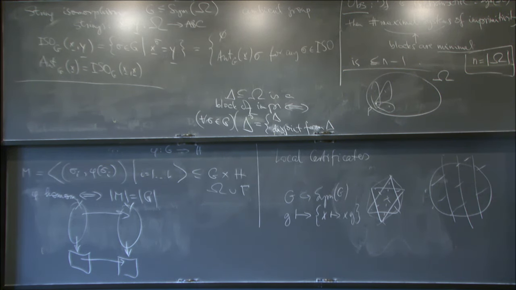Are the objects the subgroups of the symmetric group? No, the objects are the input strings. Those are my objects. So the group itself is fixed. The ambient group is fixed, and my objects are all the strings on that given set omega. And the morphisms are the G-isomorphisms of these strings.